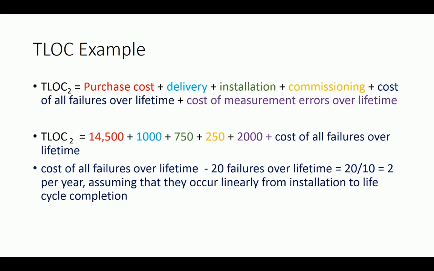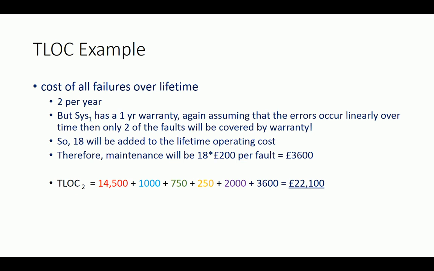And this time we have 20 failures over a lifetime of 10 years again, averaging 2 faults per year, and again assuming a linearity of faults over a life cycle. We would say that it occurs at 2 faults per year. Therefore, only 2 faults are going to be covered by our warranty period of 1 year, and the other 18 are assumingly falling within the 9-year out of warranty period of the rest of the life cycle, which comes in at 18 by £200 per fault, which is 3,600, and therefore that system then actually comes into £22,100.